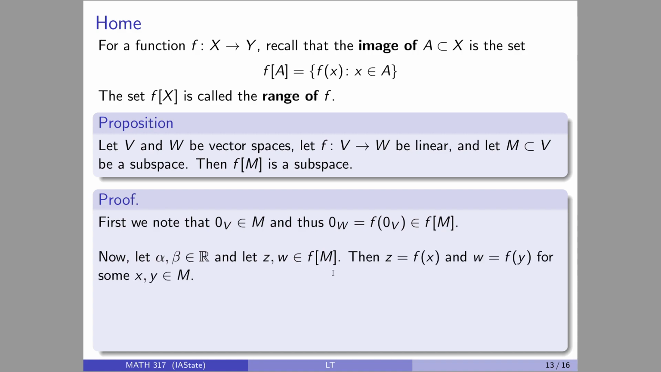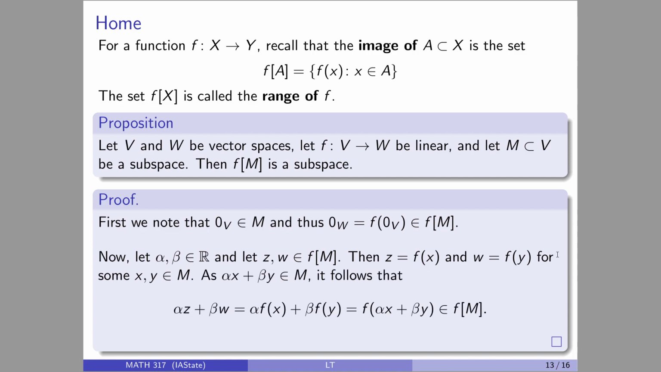Okay, if you're in the image, that means there are inputs so that you are outputs for your function. And then we use the linearity because we know that the linear combo has to be in M, because M's a subspace. The function's linearity then guarantees that the linear combo of Z and W lives in the image of the subspace. And bing, bang, boom, proof is done.